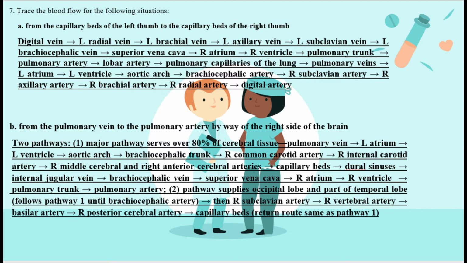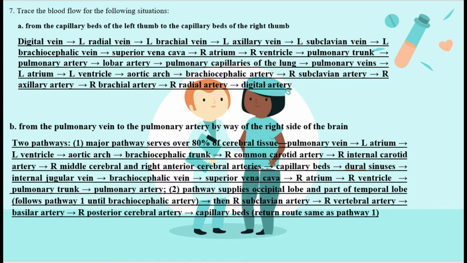two pathways. First, the major pathway serves over 80% of cerebral tissue: pulmonary vein, left atrium, left ventricle, aortic arch, brachiocephalic trunk, right common carotid artery, right internal carotid artery, right middle cerebral and right anterior cerebral arteries, capillary beds, dural sinuses, internal jugular vein, brachiocephalic vein, superior vena cava, right atrium, right ventricle, pulmonary trunk, and pulmonary artery.